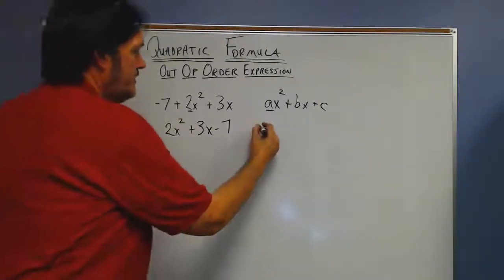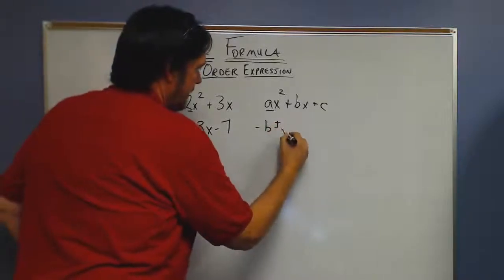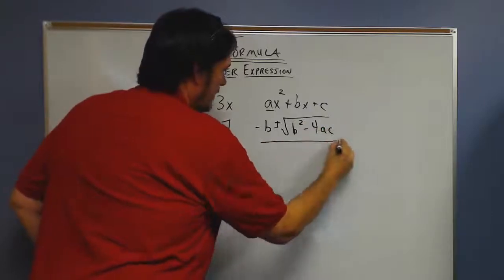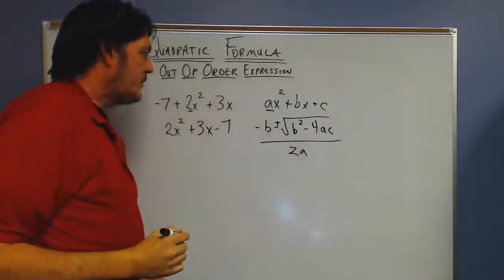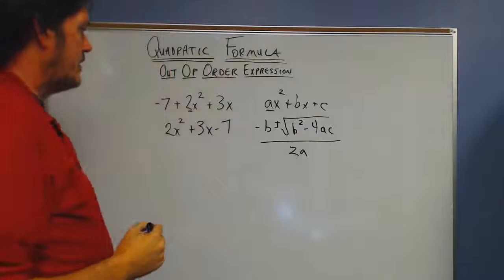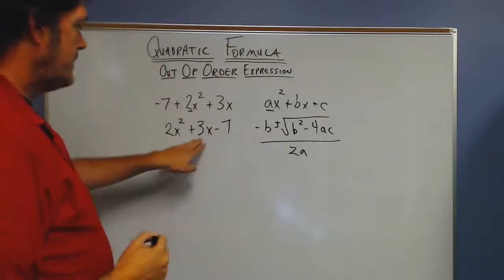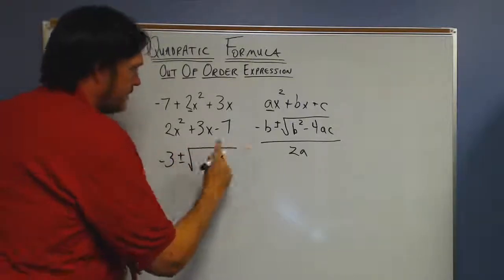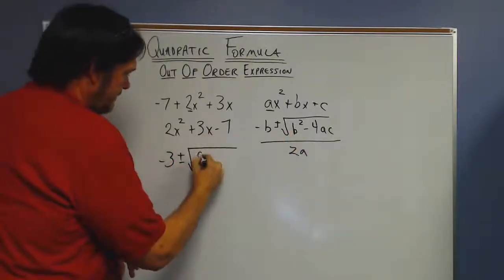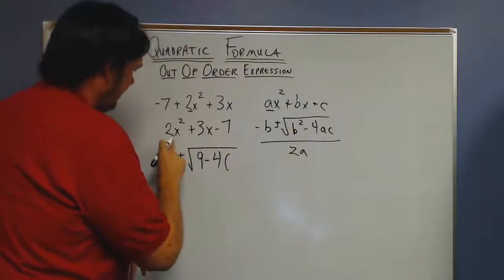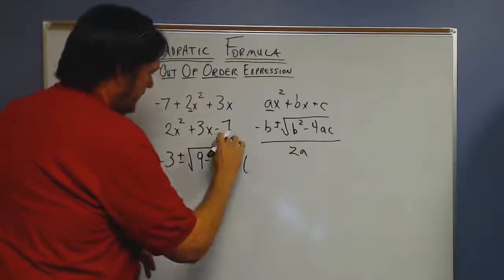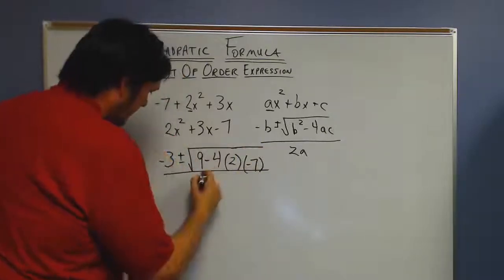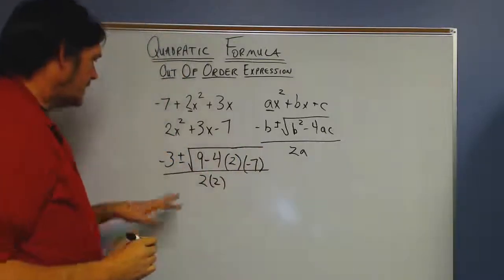Remember, the quadratic formula is negative b plus or minus the square root of b squared minus 4ac, all over 2a. Big formula, but we use this thing a lot, so you should have it memorized. Let's go ahead and plug our numbers into it. Remember, b is 3, so that's going to be negative 3 plus or minus the square root of b squared, 3 squared is 9, minus 4 times a is 2, times c is negative 7. And this is all over 2a, which is 2 times 2. So let's go ahead and figure this out.